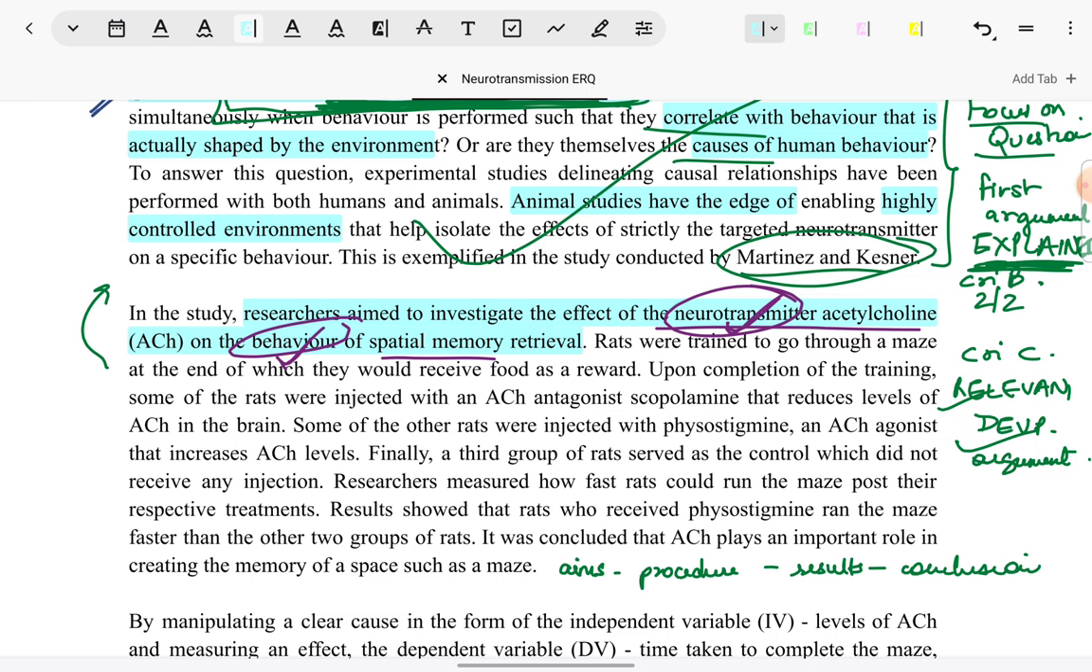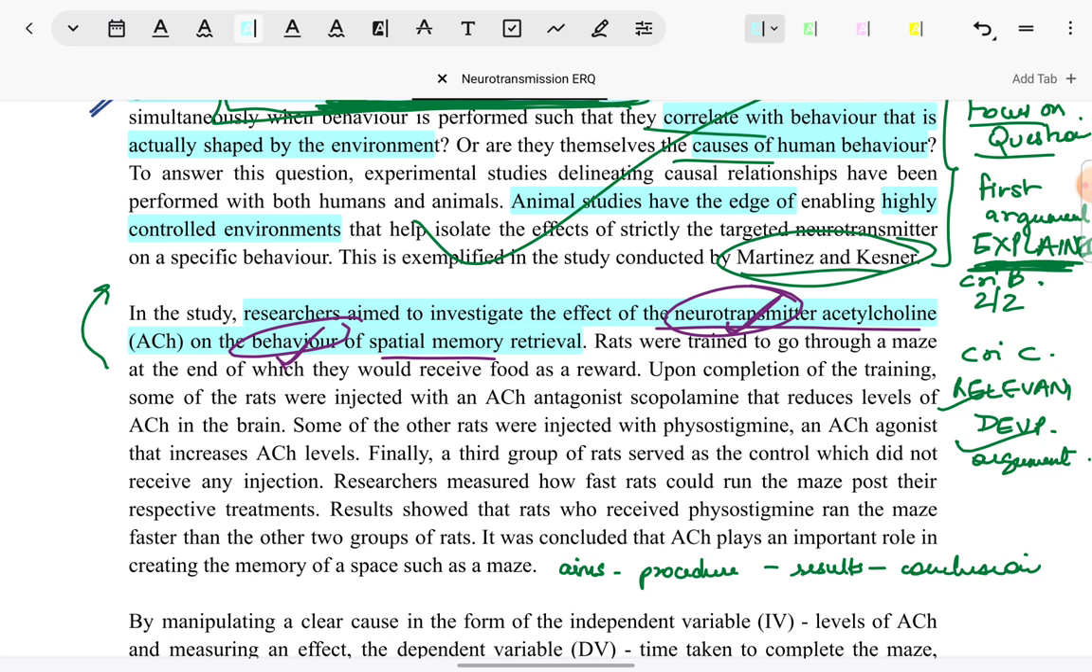Many students struggle with word count. The answers become very long. That is because precision is not there. Like I said, in one point only, when you can make 2 points, why use 2 separate points? And even worse, why use different paragraphs to cover those points? Now, in the procedure of Martinez and Kesner, depending which resource you're referring to, a lot of details are possible that you can give. So there were 3 groups, so it was an independent measures design, and this was the quantity of scopolamine given to one set, and this was the quantity of placebo given to another set. It is not required. How is it related to the discussion?